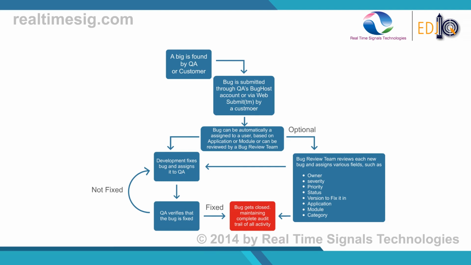List of popular defect tracking tools. Bugzilla is an open-source web-based bug tracking tool developed by Mozilla. It is one of the leading bug tracking tools used by many organizations.